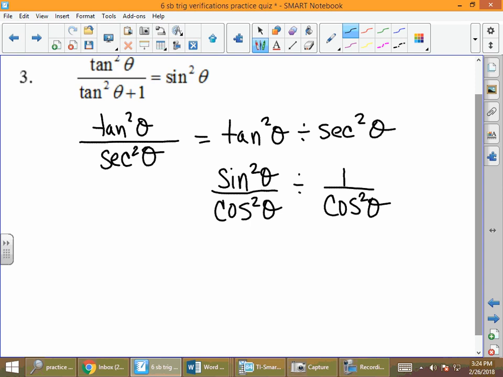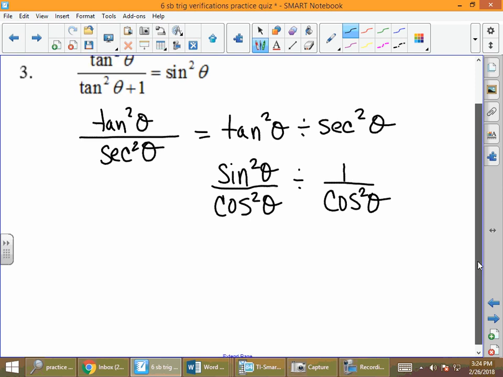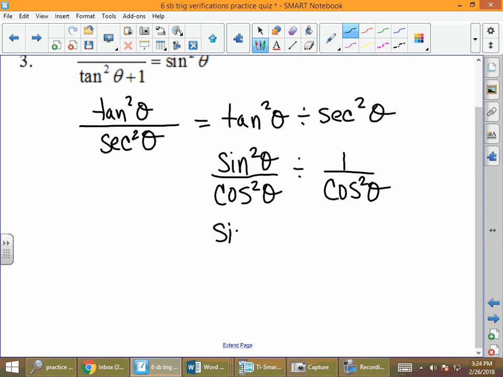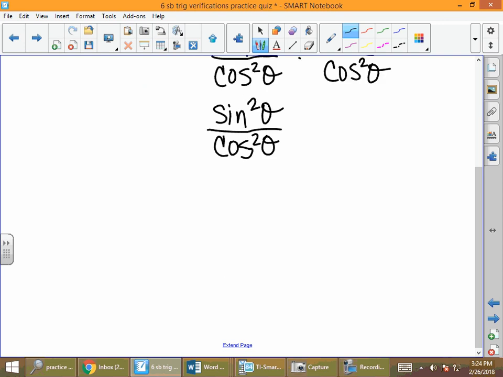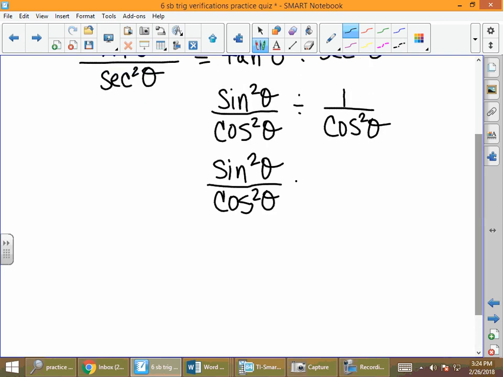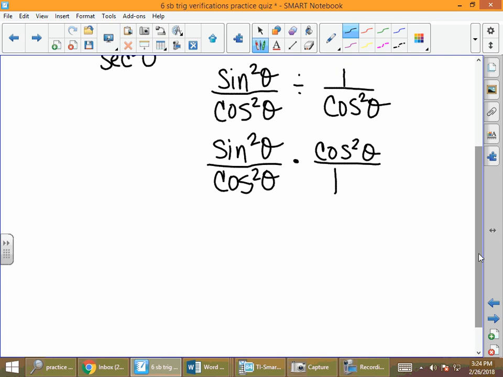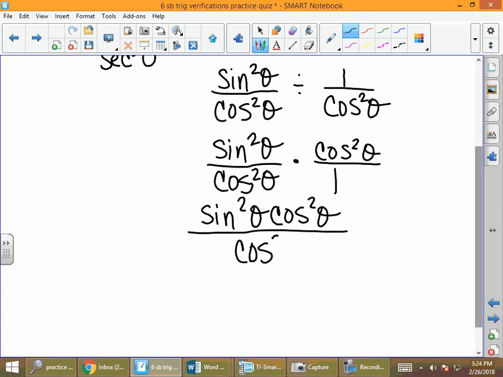Now ultimately, again, we're still trying to turn the left side of the equation into the right side of the equation. But when dividing, don't ask why. Flip the second one and multiply. So this is sine squared theta over cosine squared theta divided by 1 over cosine squared theta, which means we're going to flip it. Cosine squared theta over 1. When we multiply these fractions, we're going to multiply the tops of the fractions together, and we're going to multiply the bottoms of the fractions together. So we get sine squared theta times cosine squared theta, divided by cosine squared theta.